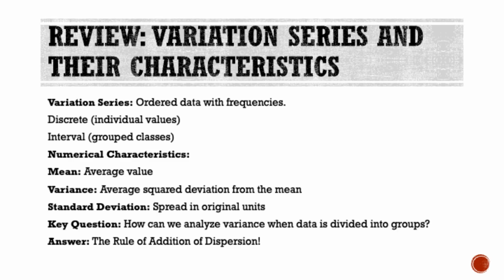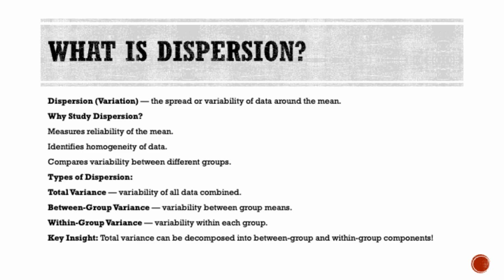Now here's an important question. How can we analyze variance when data is divided into groups? For example, we might have data from different factories, different schools, or different treatment groups. The answer is the rule of addition of dispersion. Dispersion, also called variation, measures the spread or variability of data around the mean.